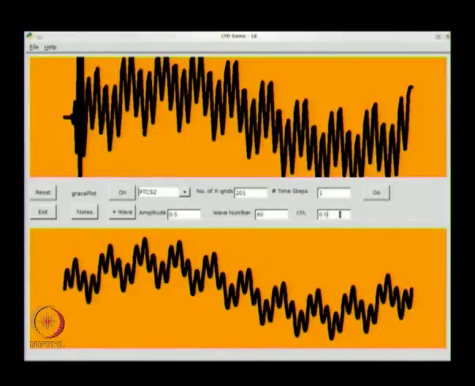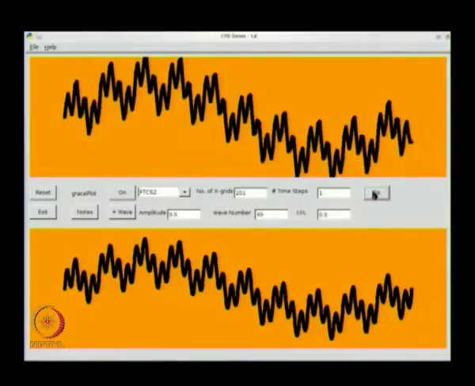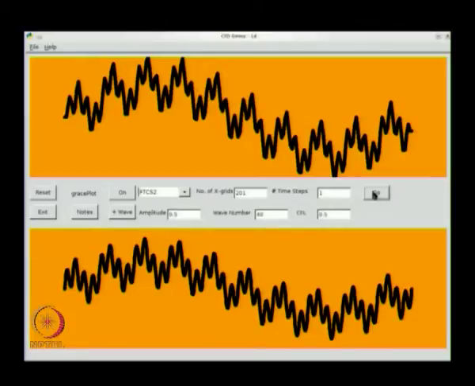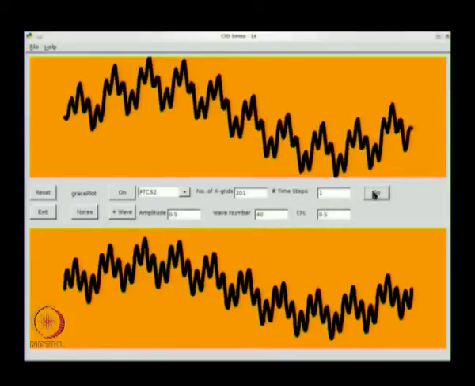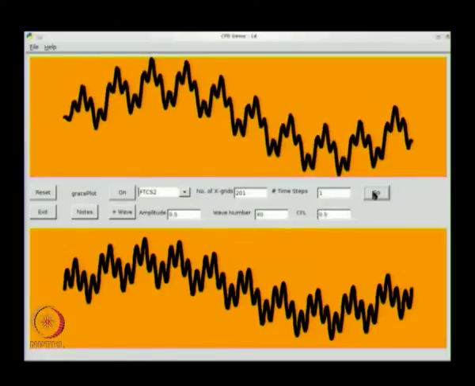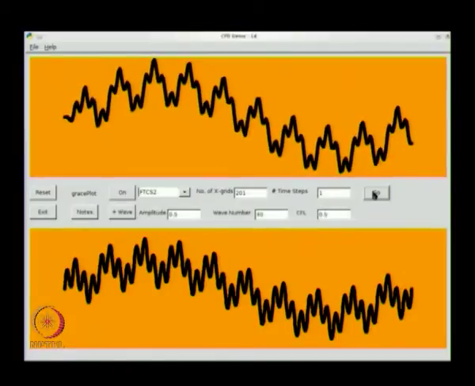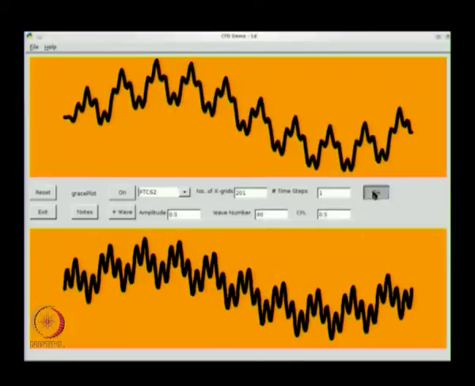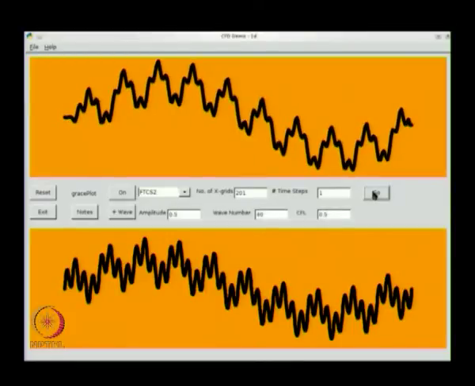What if I try CFL 0.5? Look at what is happening carefully. Try to think about it. Can you make out what is happening? There is something funny happening here.